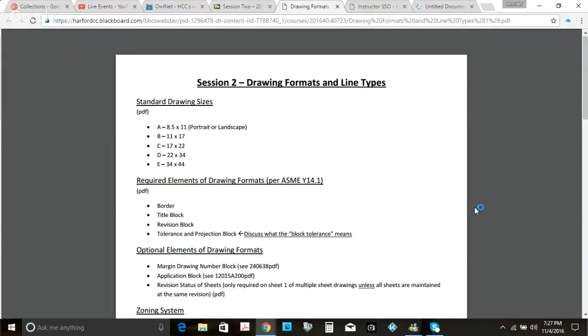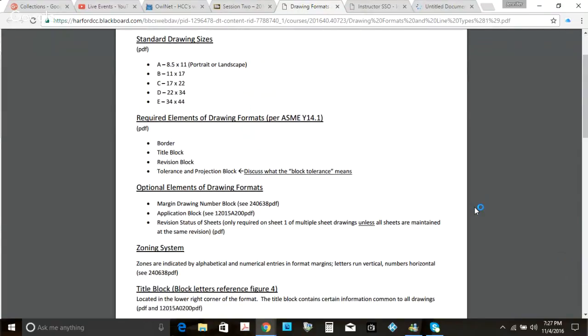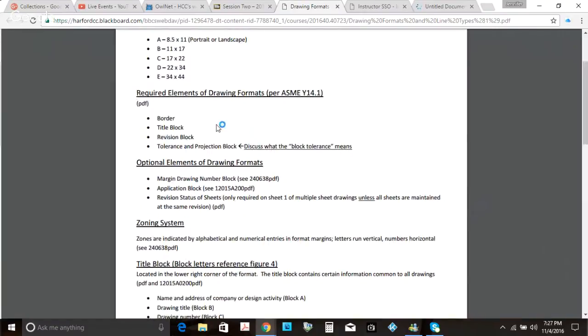We want to talk about drawing formats. You want to be able to name some elements of the format. Those are bulleted here in this section. We have a border and a title block, the title block being the one down in the lower right-hand corner that has things like a drawing number, a drawing name, and a scale. The revision block, which is in the upper right-hand corner, tracks all the changes that we're making. So be able to list out a handful of required elements of a drawing format.